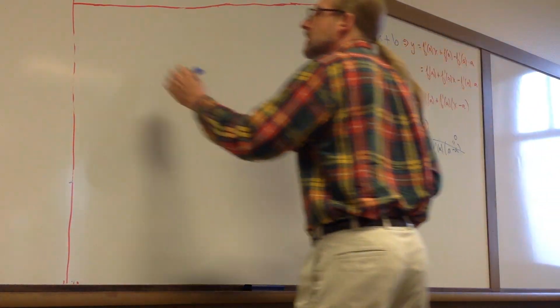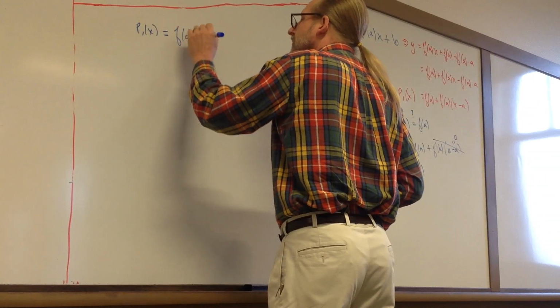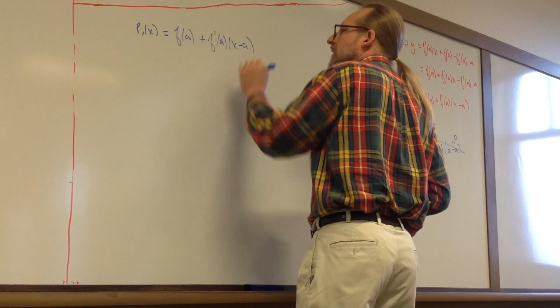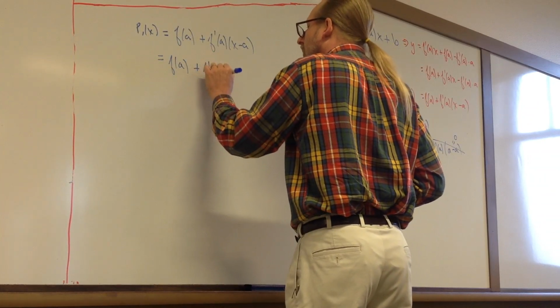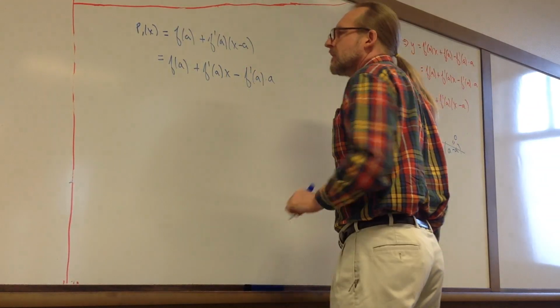Okay, so let's see here. P1 of x is f of a, and then f prime at a times x minus a. So let's multiply this out so that it's a little bit easier to take the derivative.